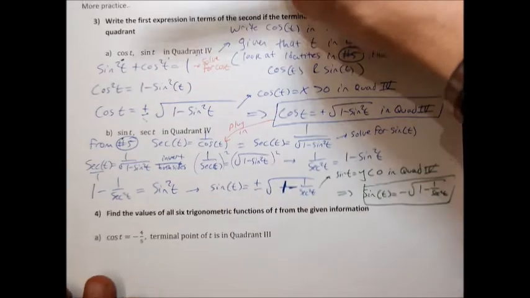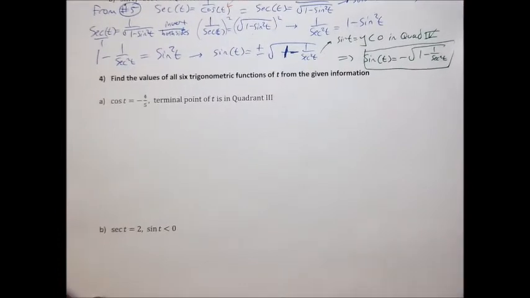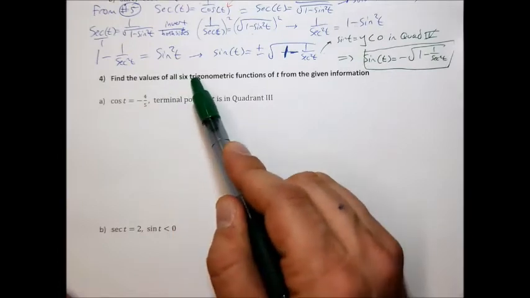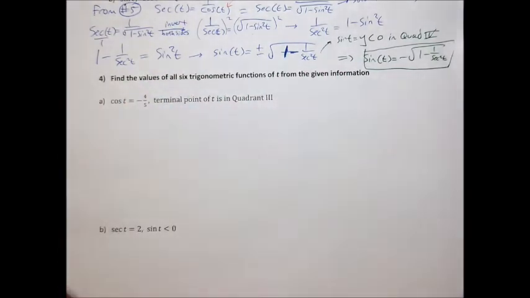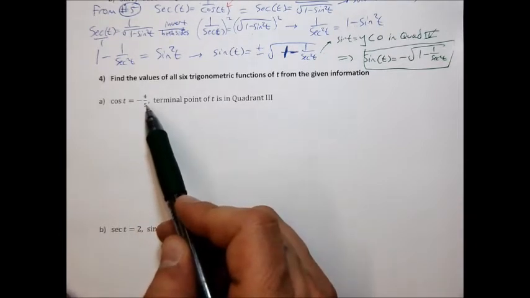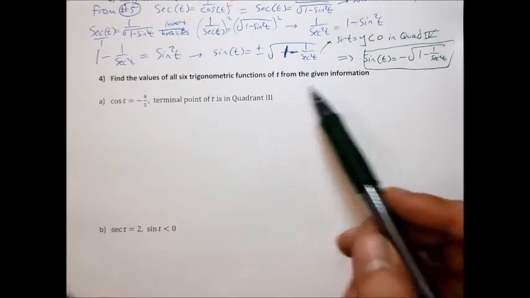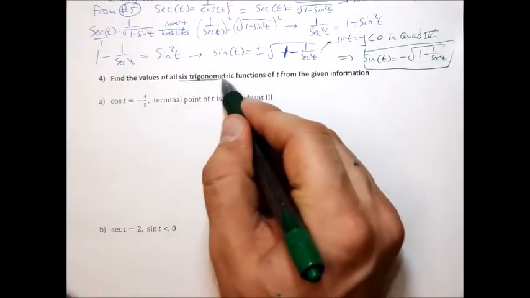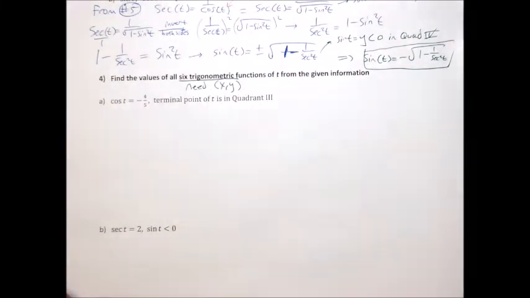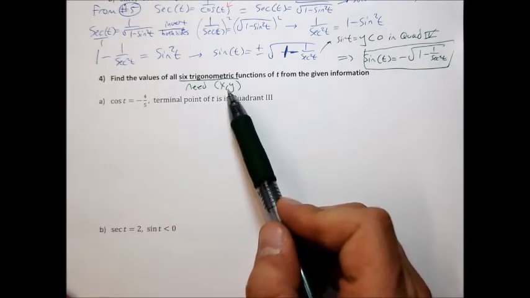The last piece of information on this page is just another kind of application of the things on the past few pages. And so the instructions here are to find the values of all 6 trig functions of t given the information that we're being told. In this problem, we're being told that cosine is minus 4/5 and that the terminal point is in quadrant 3. And so all we need to do to write the values of all 6 trig functions is we need some x and y point. If we have both, we can just plug them into the formula.